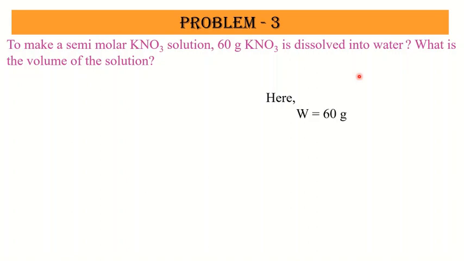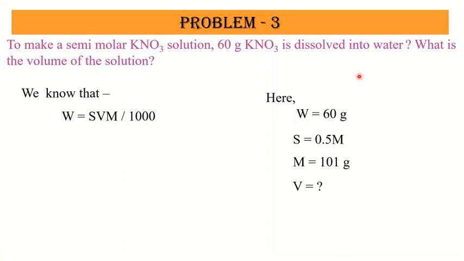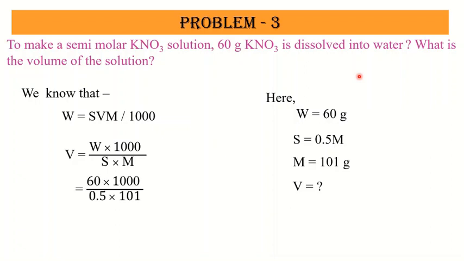The molarity of solution is semi-molar, that means it is 0.5 M. And molecular mass of potassium nitrate is 101 gram. So here the volume of solution V equals what? We know that W equals SVM divided by 1000, and V equals W into 1000 divided by S into M, and the volume of the solution comes 1188.12 ml. This is the volume of the solution or volume of solvent, 1188.12 ml.